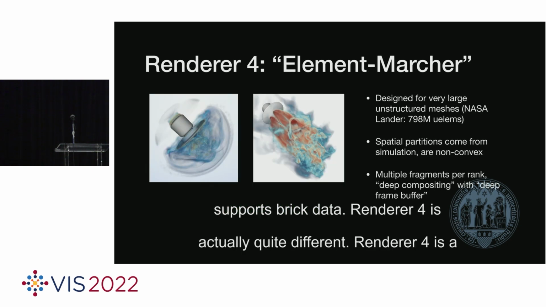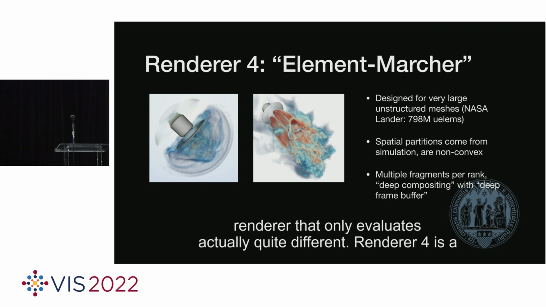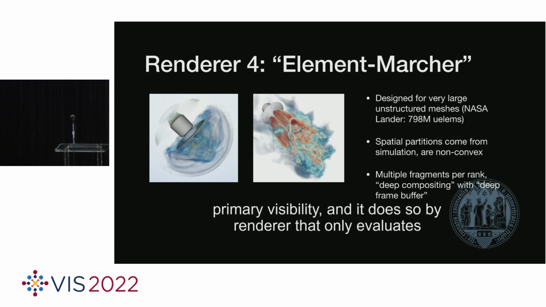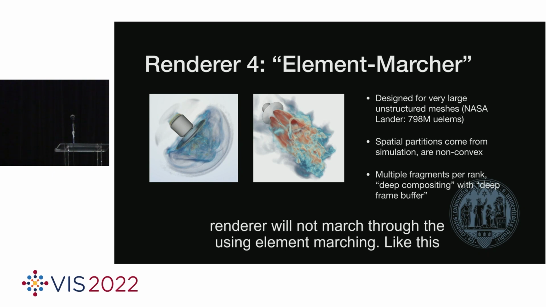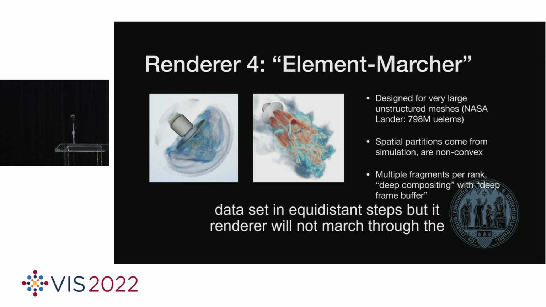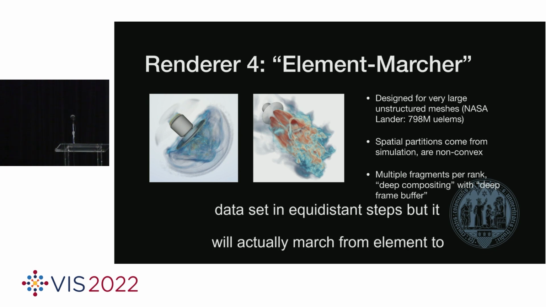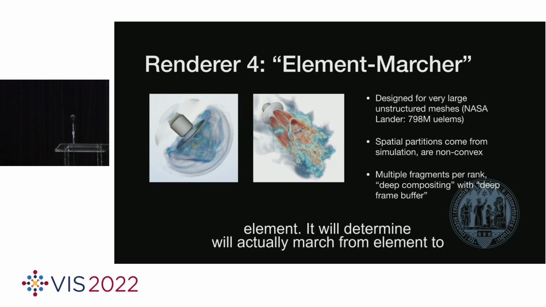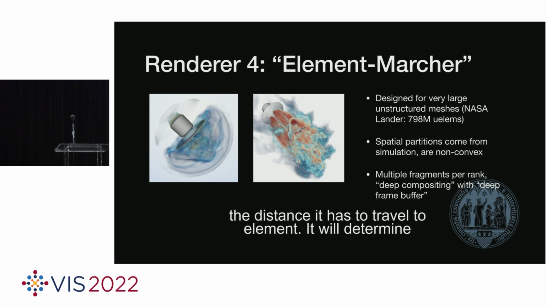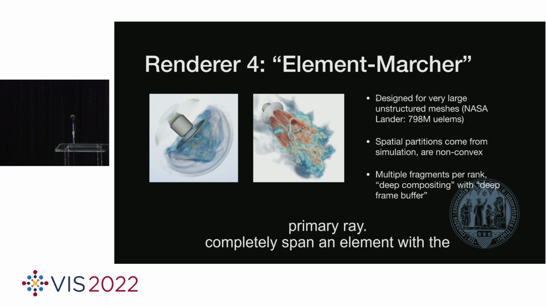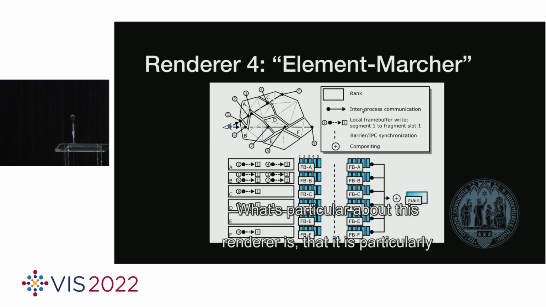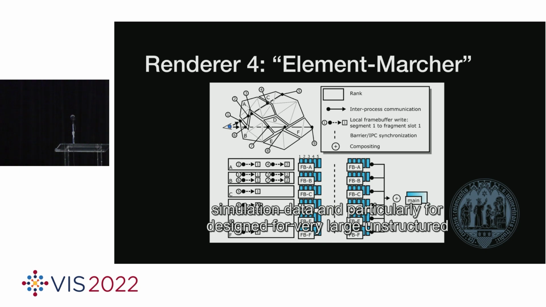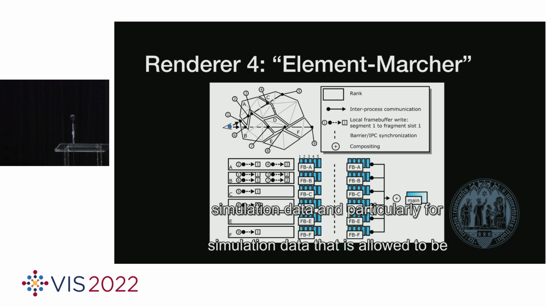Renderer 4 is quite different. It only evaluates primary visibility, and it does so by using element marching. This renderer will not march through the data set in equidistant steps, but will march from element to element. It will determine the distance it has to travel to completely span an element with the primary ray. It is particularly designed for very large unstructured simulation data, and particularly for simulation data that is allowed to be non-convex.